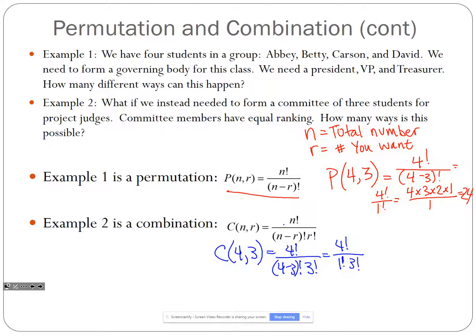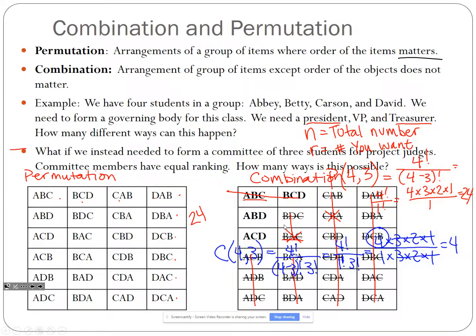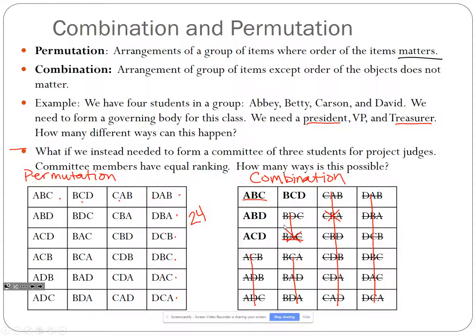Doesn't really look like a factorial. We'll do this long ways. 4 times 3 times 2 times 1 divided by 1 times 3 times 2 times 1. 4 factorial divided by 3 factorial. Well, these are going to cancel out, and we're left with 4. So there's 4 ways we can create a group of 3 for a committee out of 4 possibilities. And if we look back here, notice we've got 1, 2, 3, and 4.